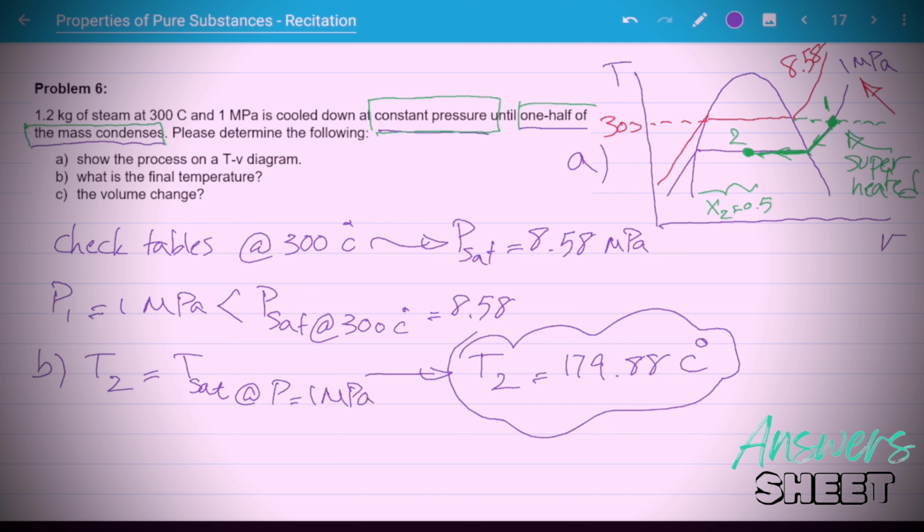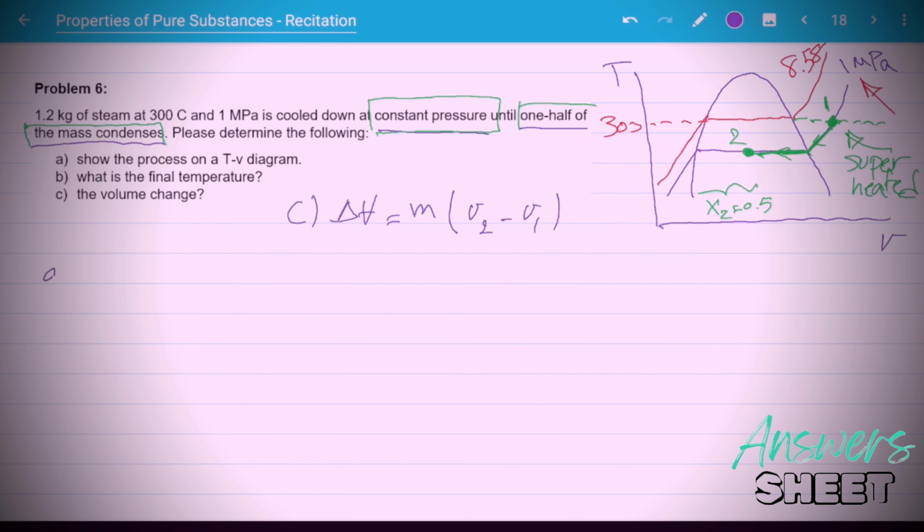For part C, we are asked to find the change of total volume, which is mass times the change of specific volume. Now we need to find specific volume at final state and specific volume at initial state. So at the initial state, we were at superheated region. So we can go to the superheated vapor table and read the specific volume at 1 megapascals and 300 degrees Celsius, which is 0.25799 meters cubed per kilogram.